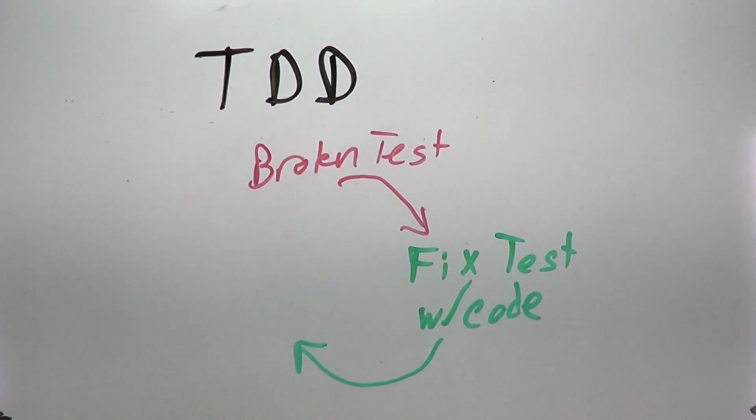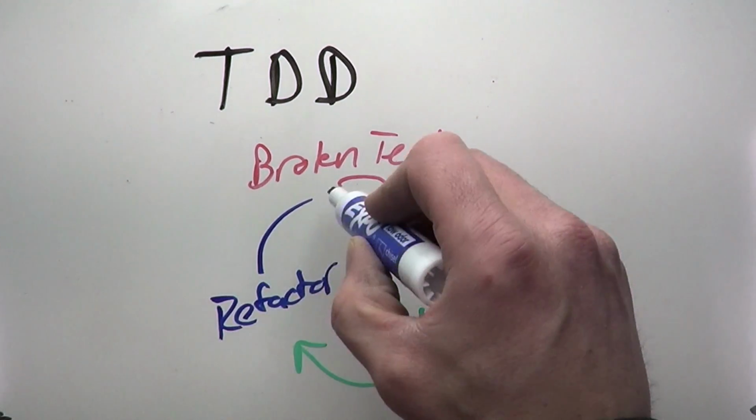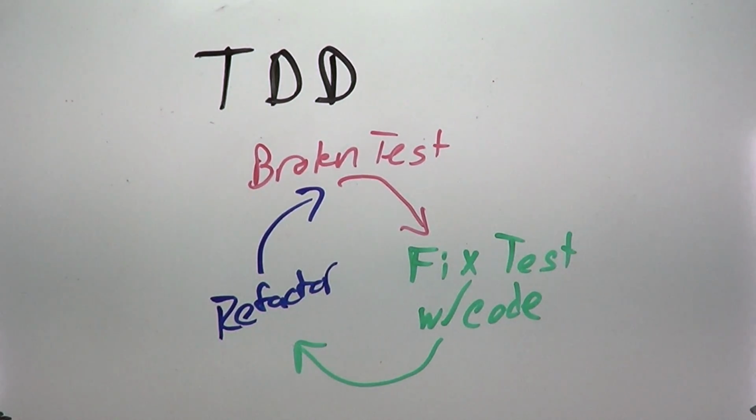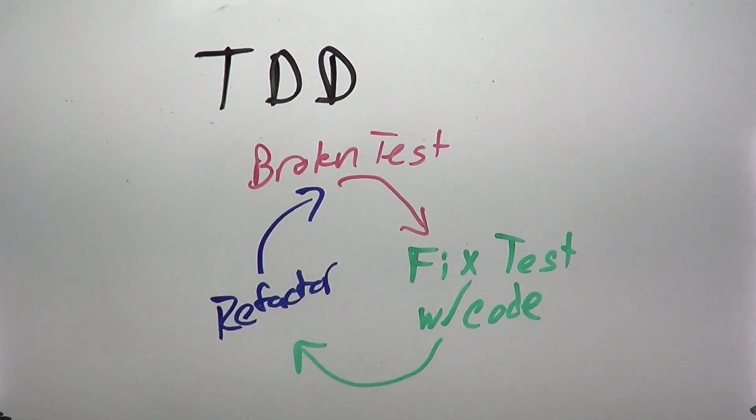And then after you have the working code and it passes its test and everything, then you can refactor to make the code clean, make the test better, whatever it is you need to do, and just repeat the cycle. Write a broken test, fix the test, refactor. That's the whole idea of test-driven development.